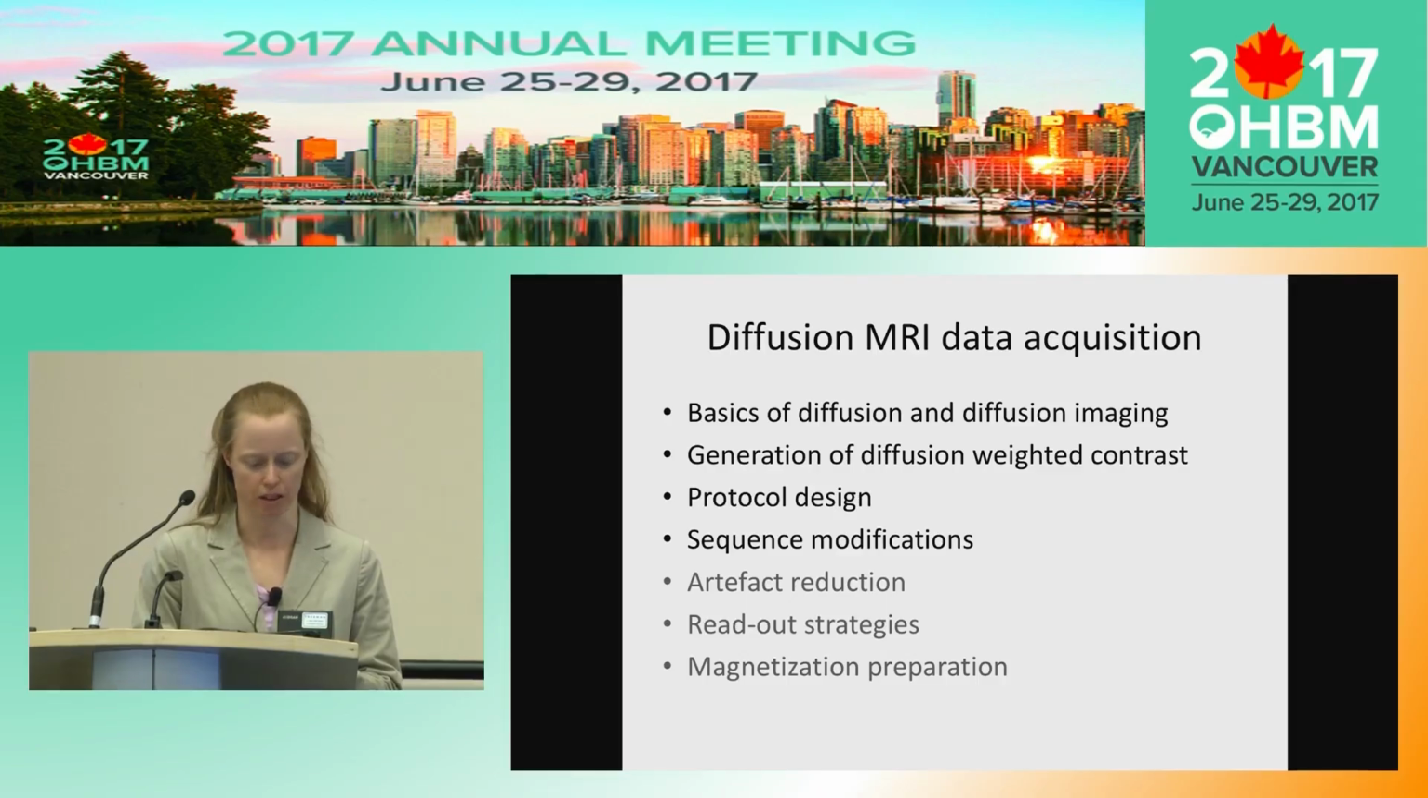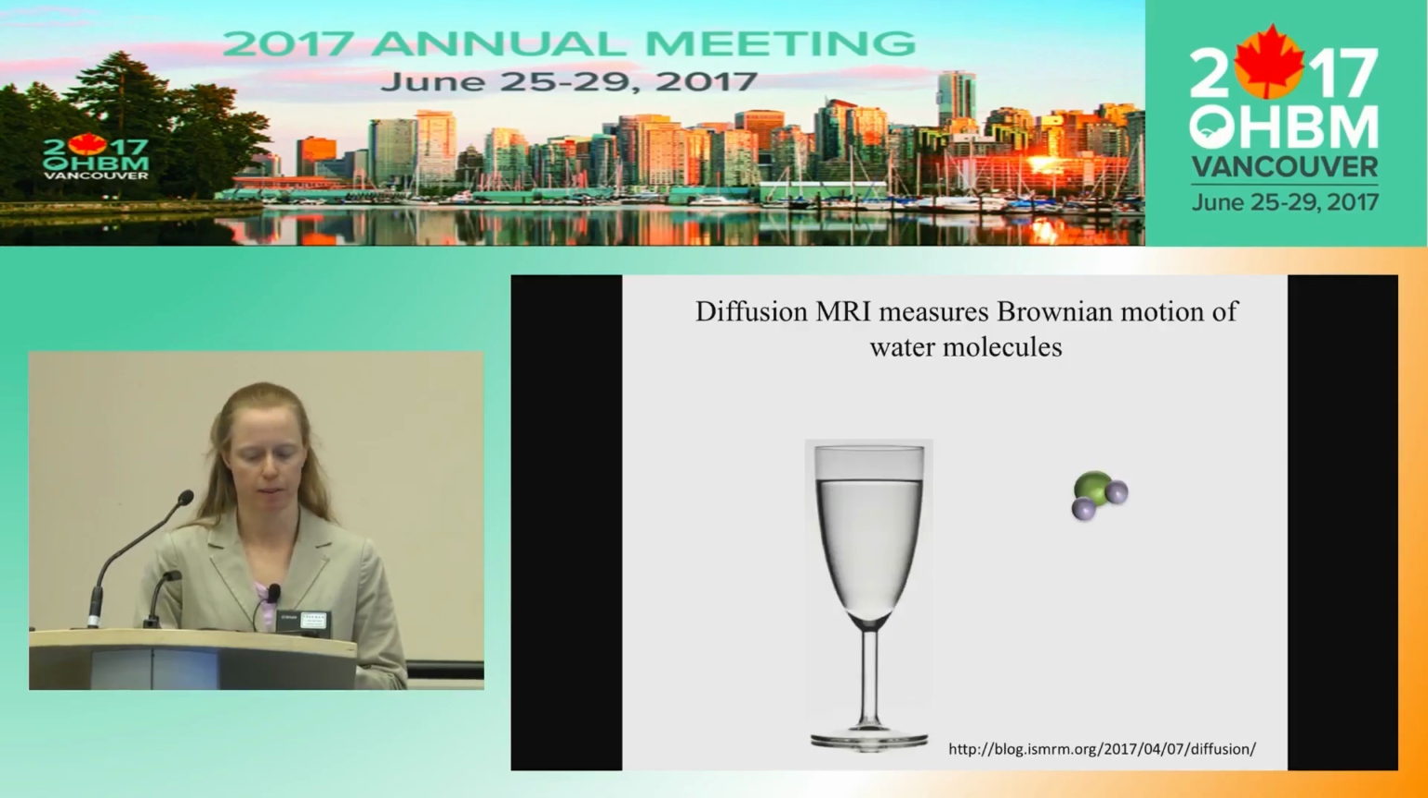the tissue microstructure. What I'm not going to talk so much about today is artifact reduction, readout strategies for a diffusion MR sequence, and different ways we can prepare the magnetization before the diffusion encoding block. We're really going to focus on how to do diffusion encoding today. So let's start with the basics.